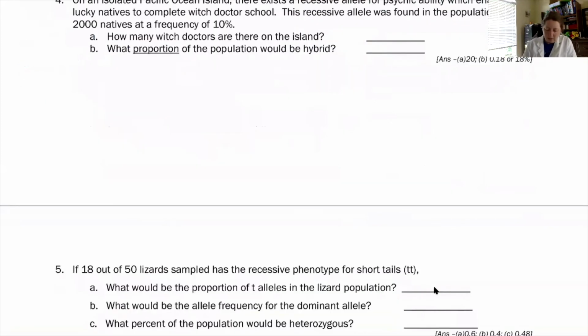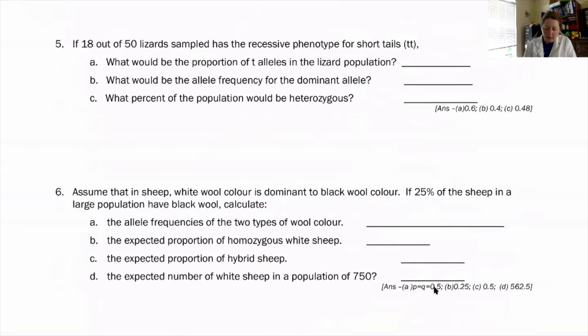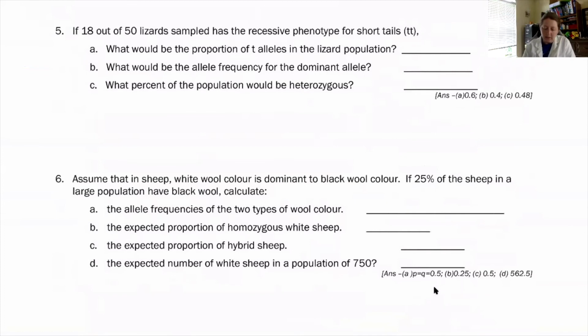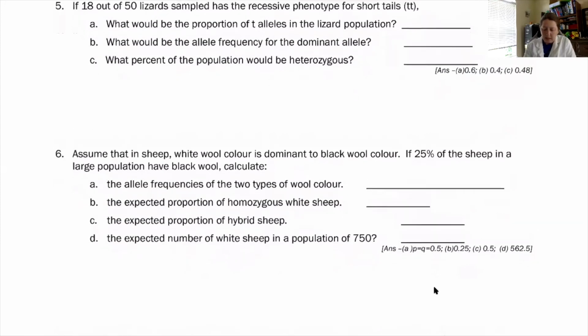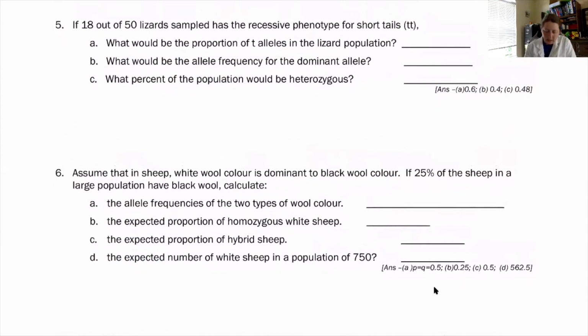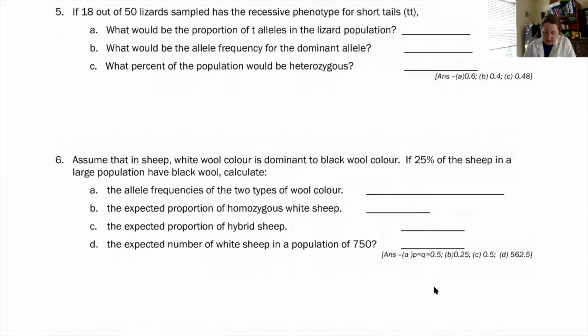So let's do one last one together, and then you guys can be on your own for some practice. So number 5 here, if 18 out of 50 lizards sampled has the recessive phenotype for short tails, little t, what would be the proportion of T in the population? So let's go ahead and do that. So it's telling me that little t, okay, is 18 out of 50.